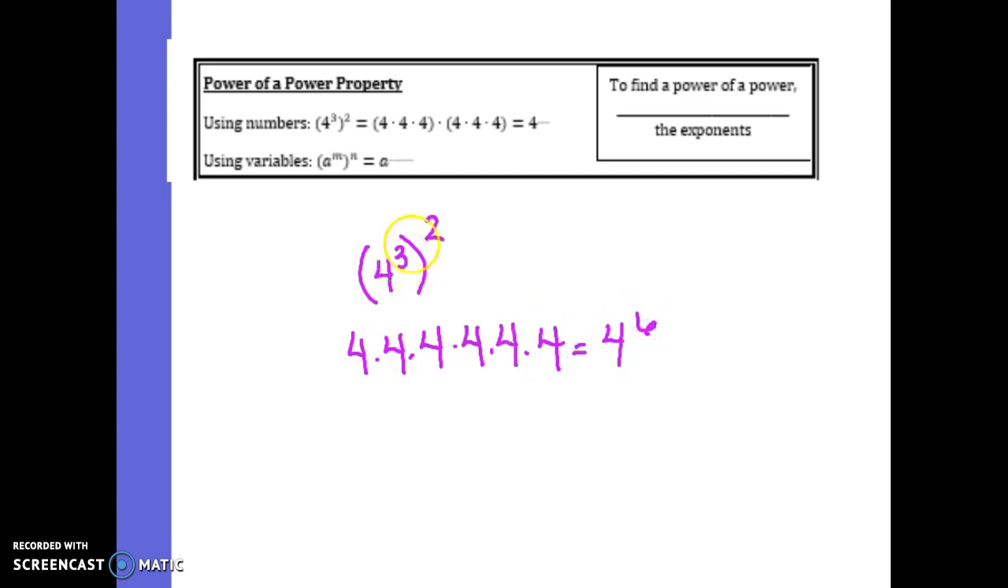Okay, so if you notice, actually, using numbers, the rule is for power of a power, you're going to multiply the exponents. All right, so in this case, it would be 4 to the 6th power because 3 times 2 is 6. All right, if we had variables, a to the m, and then we took the whole thing in parentheses and raised it to the n power, it would be a to the mn. We're just multiplying those two.